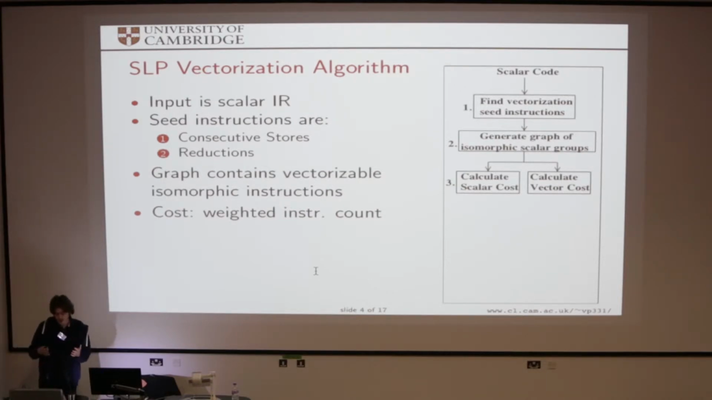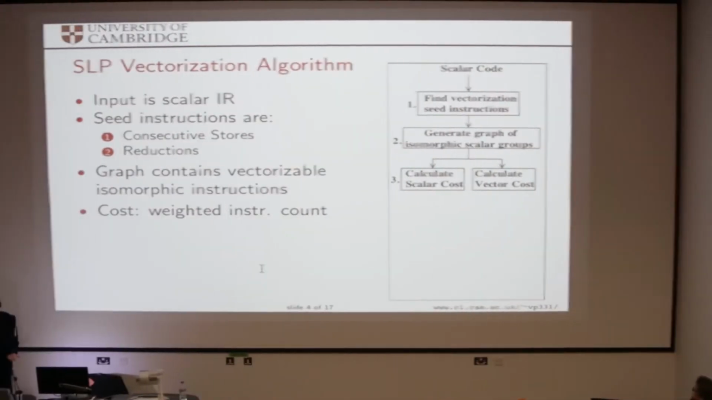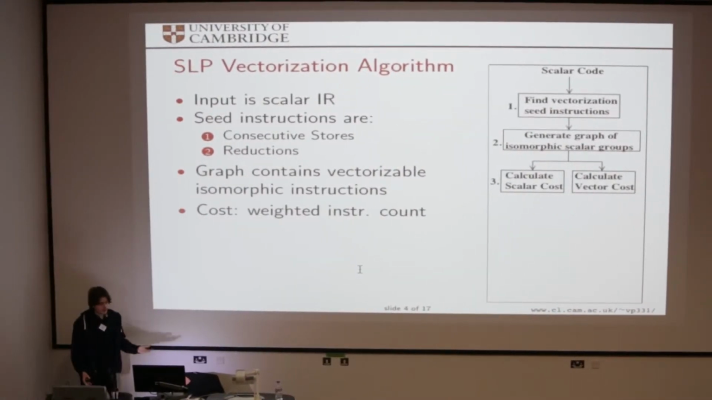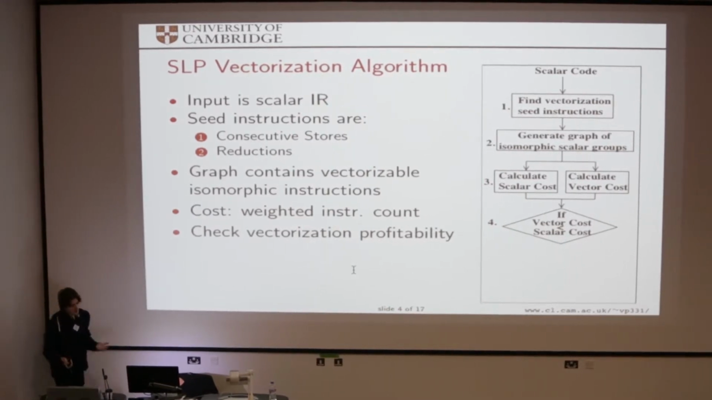We can see which one is better. Is it the scalar code that is better, or is it the vector code that is better? And to do that, we query the cost model. So we ask the target, how efficiently does this instruction run at this specific target? And the cost model replies to us, gives us some numbers, we add them together, and this is what the cost is.